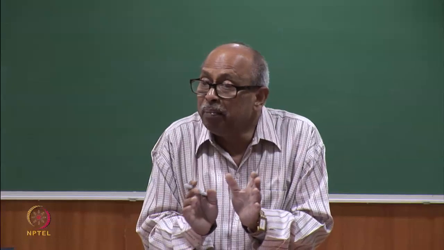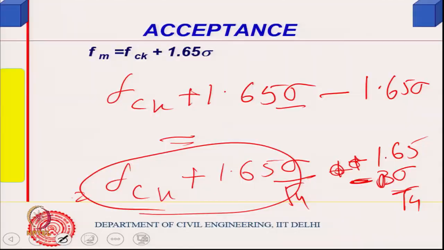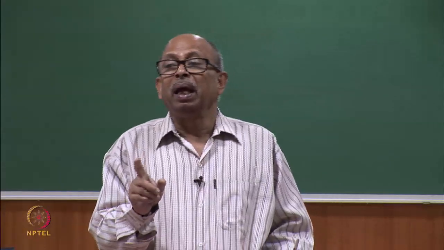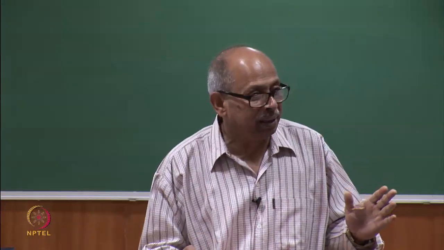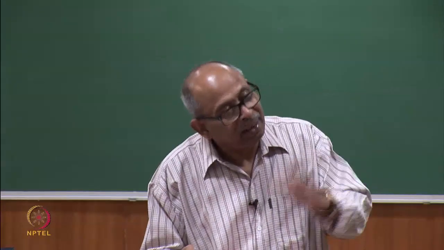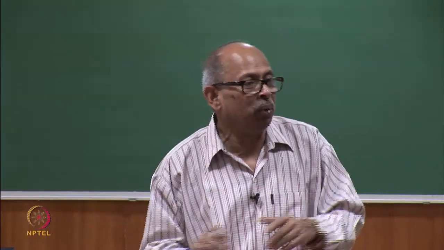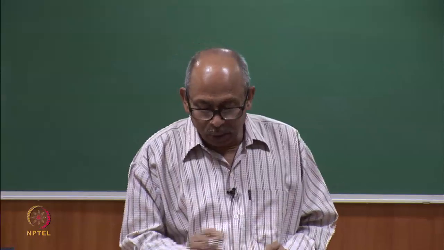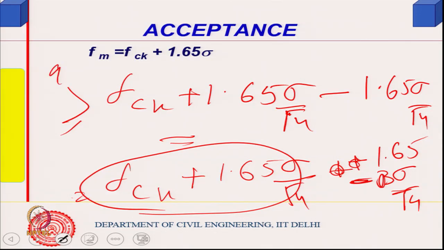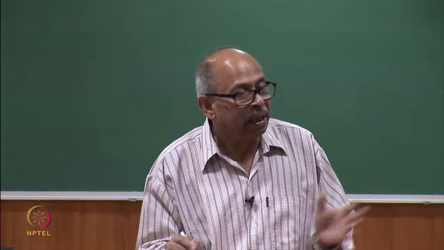Now, supposing I am taking mean of 4 samples, then this is sigma under root 4 and this is sigma under root 4. So, 95% of the time, not 99.9%, but 95% I am taking, then 1.65 sigma. So, what I am saying is 95% of the time the mean of 4 samples should be greater than this. 95% corresponds to 1.65, 99% corresponds to 3 sigma, 99.9.